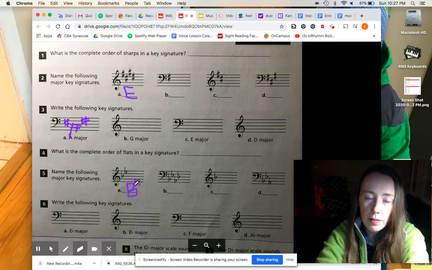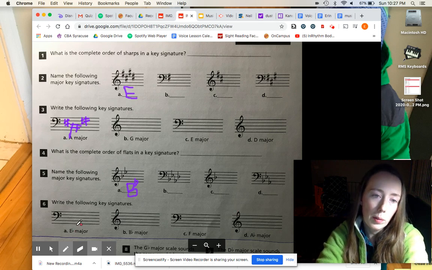And then you're going to write the following key signatures. So same thing, only with flats. So the first one's E flat major. So I would look back to that circle of fifths page and find E flat major, and then I'm going to write my flats. So this one has 3 flats, B, E, and A.